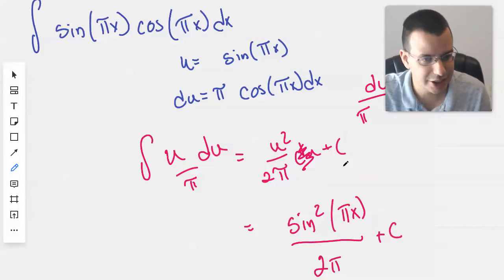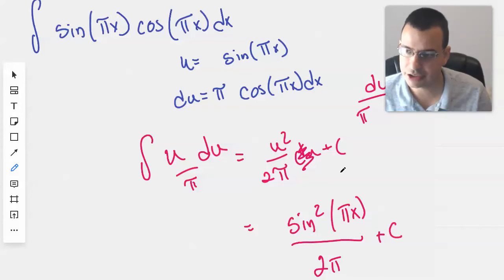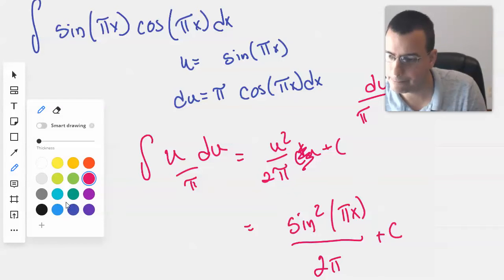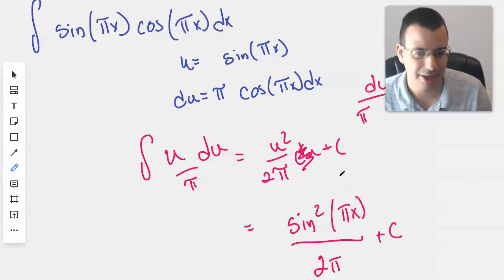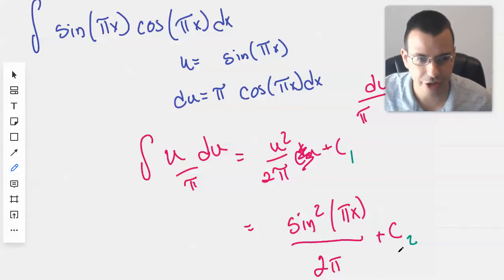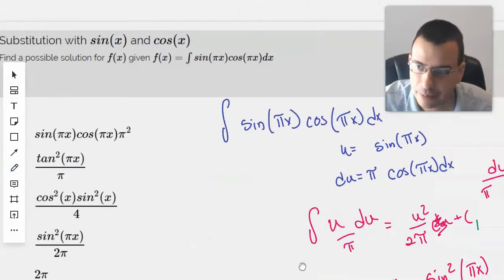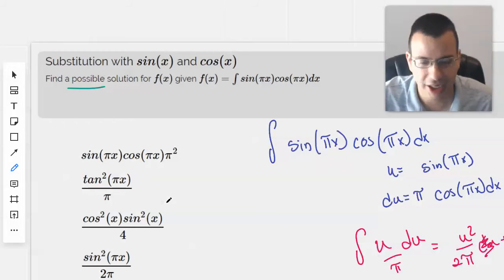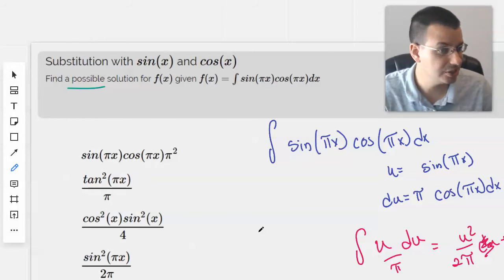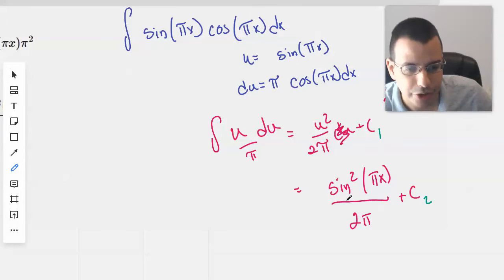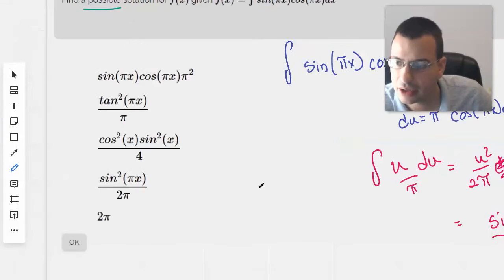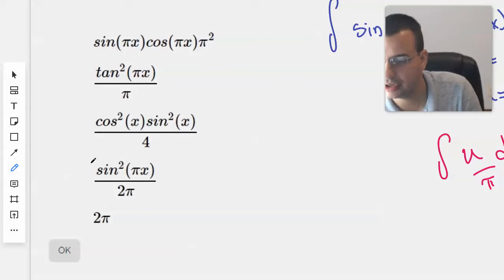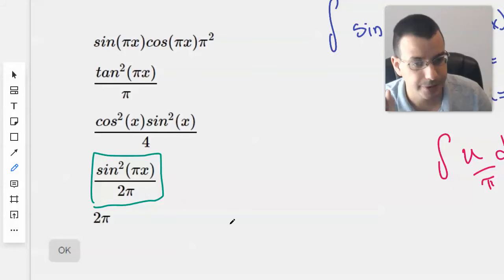And this is actually a different c than above, but since they're all just constants, I could be like, well, this is c1, this is c2. It's okay. Just a constant. Don't have to be specific. But this is just asking for a possible solution. So that's why they leave off the c here. They're like, well, maybe the c is 0. Okay. So sine squared pi x over 2 pi. Sine squared 2, aha, right here. Excellent.